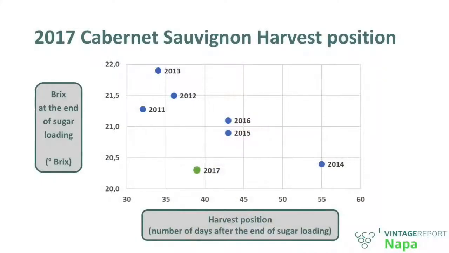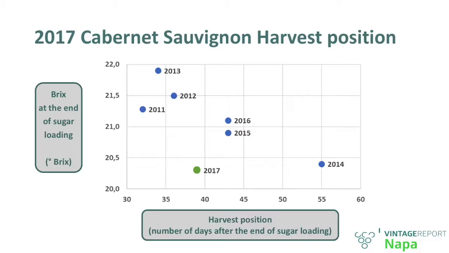So we take the beginning of the plateau as a day zero, okay, as a milestone in the ripening process. And then we are going to see the number of days between beginning of the plateau and harvest and picking date. And that's an indicator of the level of ripeness, more or less, of the grape. So just to see the average data for the last vintage, you have here also the bricks at the end of sugar loading and the average position in number of days.